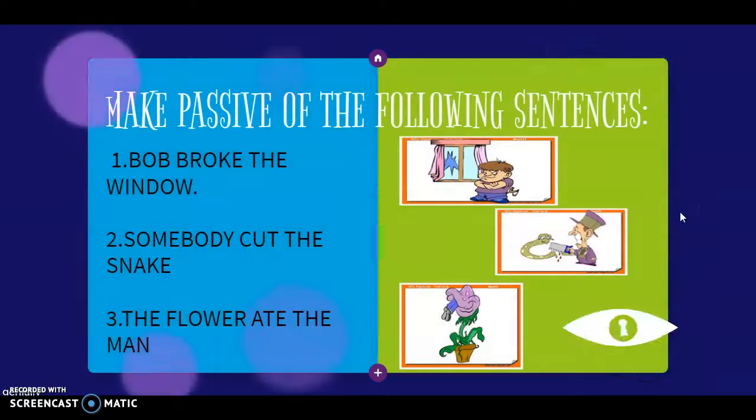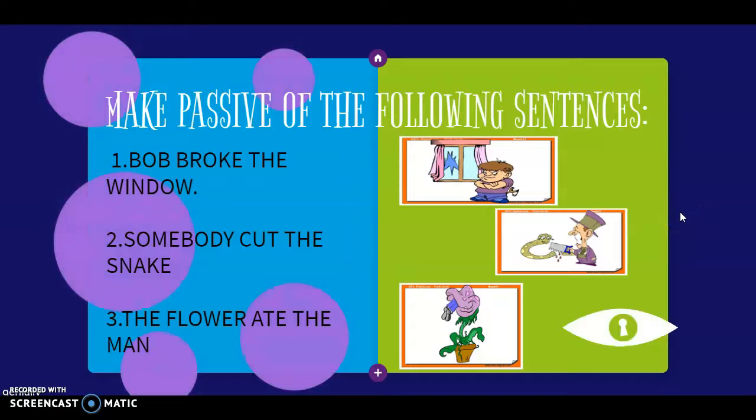So here we have 3 sentences that you can do at home. Okay, make these sentences into the passive form. Bob broke the window. Somebody cut the snake. The flower ate the man. So please write your answers in the comments.